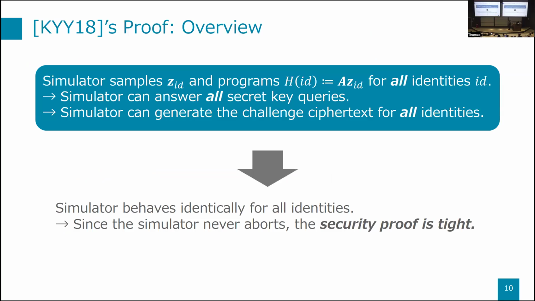So we also recall the K-wise tight proof overview. In their proof, the main idea is that the simulator samples g_ID and programs H of ID equal to A times g_ID for all identities. This allows the simulator to answer all secret key queries, and the simulator can generate the challenge ciphertext for all identities. Then the simulator behaves identically for all identities. Since the simulator never aborts, the security proof is tight.